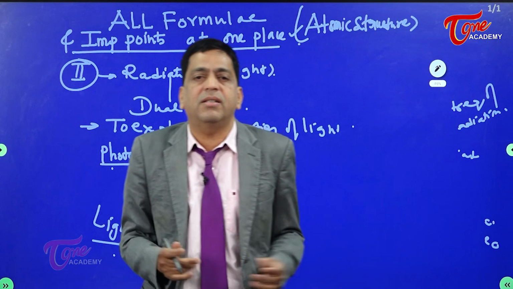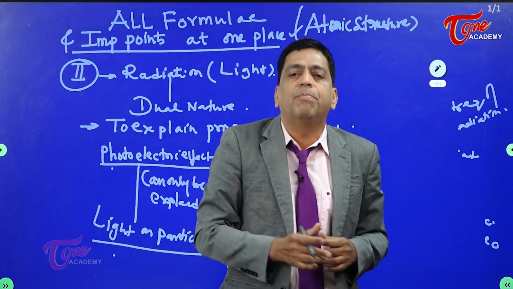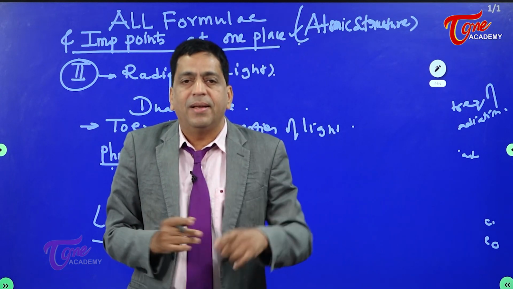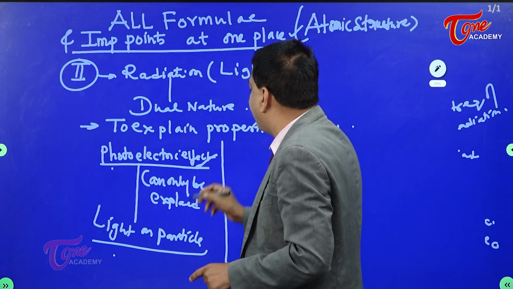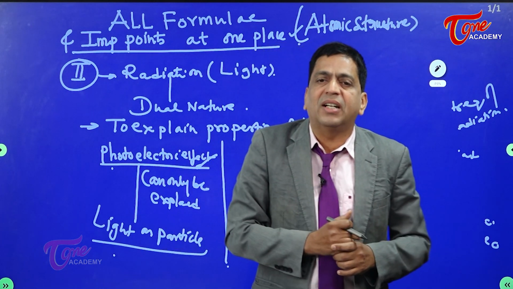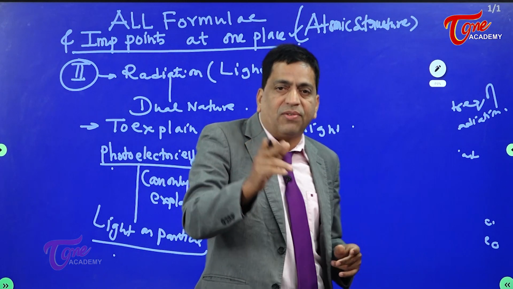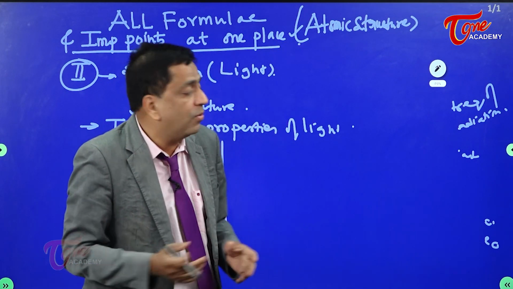This question has been asked n number of times in your exam, right? So which of the following is a proof that light is a particle? Then the answer must be photoelectric effect. You must understand this, right? So it's a direct proof that light is a particle. The best example would be photoelectric effect. Now, what is photoelectric effect? It's nothing but the property of light, right?